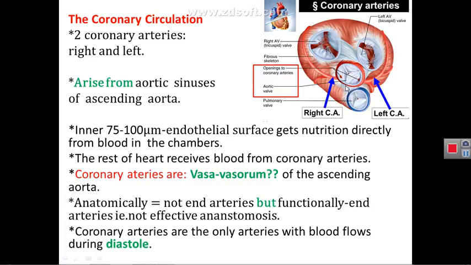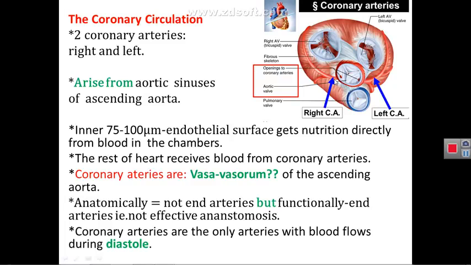You will see later on that the right and left coronary arteries anastomose with each other anatomically, but functionally this anastomosis is poor, ineffective, and therefore functionally or physiologically the coronary arteries are considered as end arteries, because any obstruction to these coronary arteries or their branches leads to interruption of blood supply to the region supplied by them, and that produces what's called myocardial infarction.